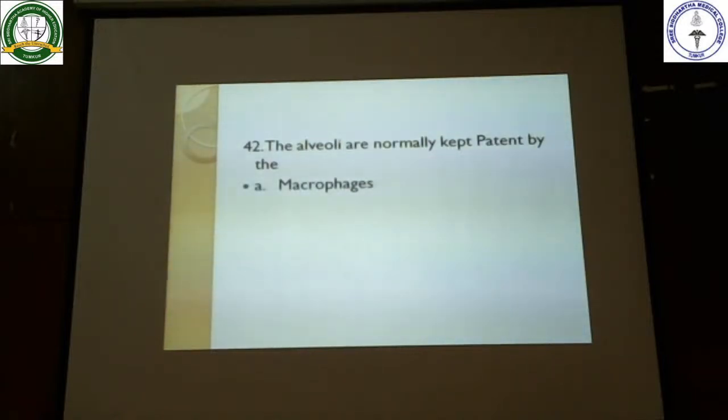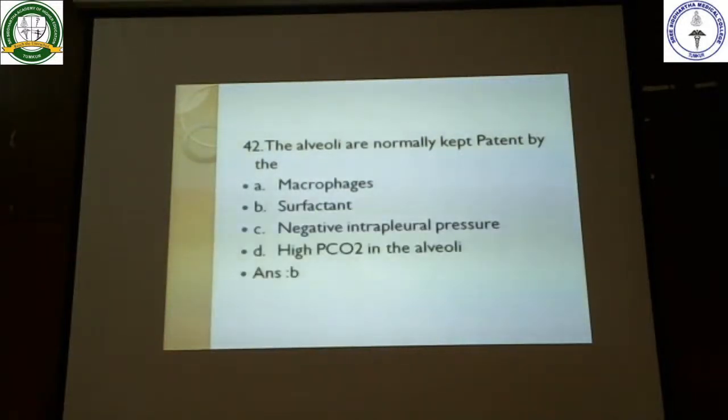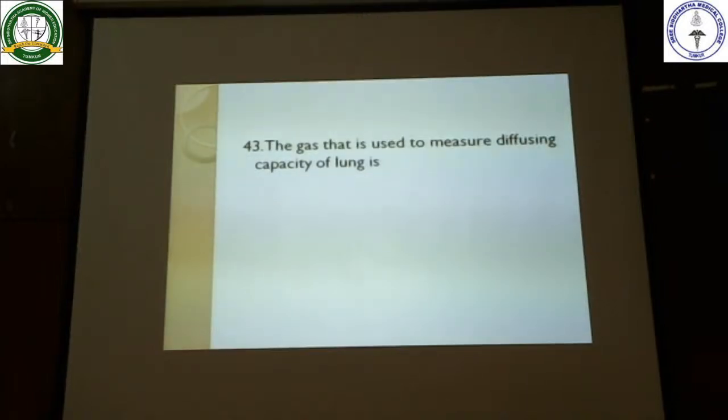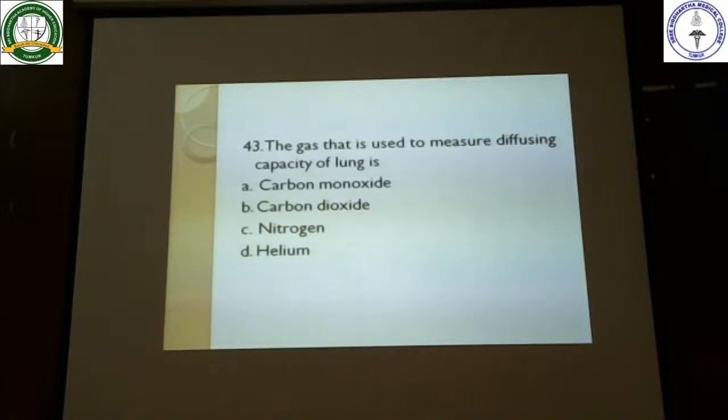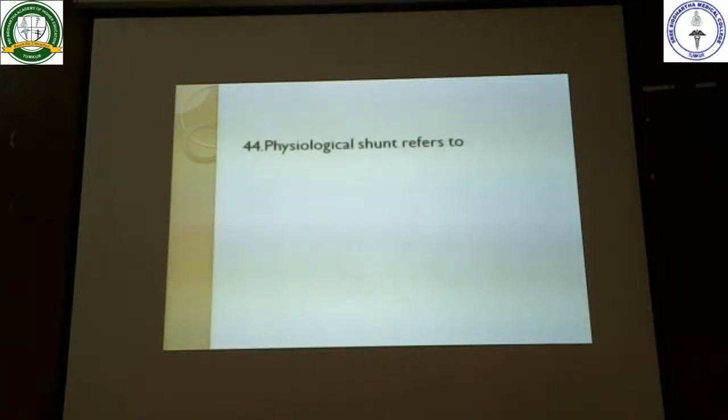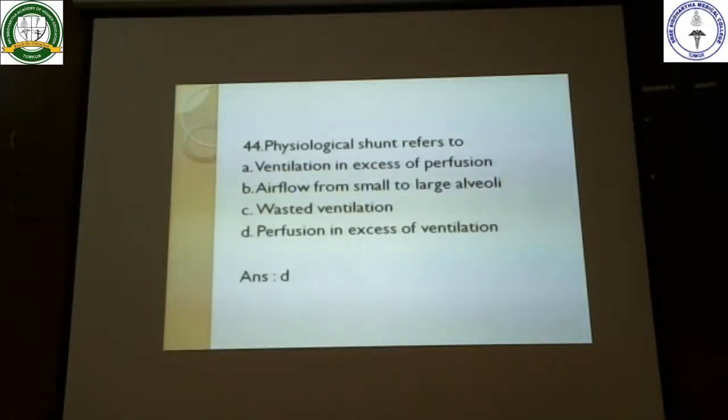So the next question is about the alveoli. The gas that is used to measure the diffusing capacity of the lung is carbon monoxide. The gas is transferred, and that is called the diffusing capacity. Physiological shunt refers to perfusion in excess of ventilation.